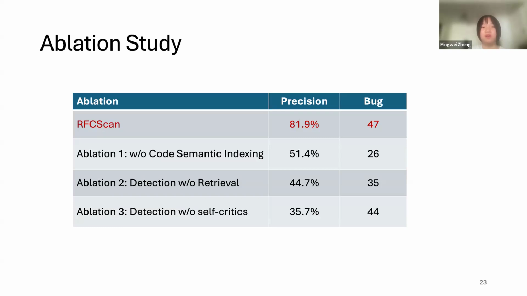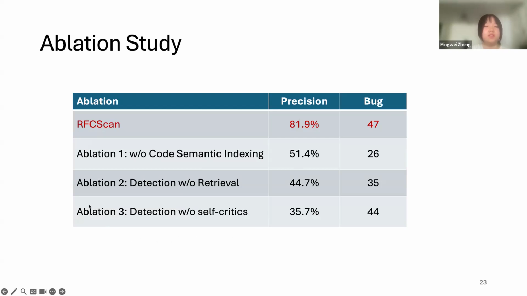For each function, we only give the function signature, including its function name and input parameters, and also the return types, to let the large model decide which functions are more relevant to the given semantic properties. By disabling the semantic summarization, the precision decreased from 81.9 to 51.4, and the bug number also had a large decrease.